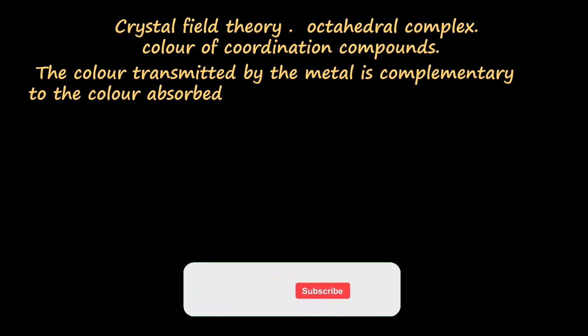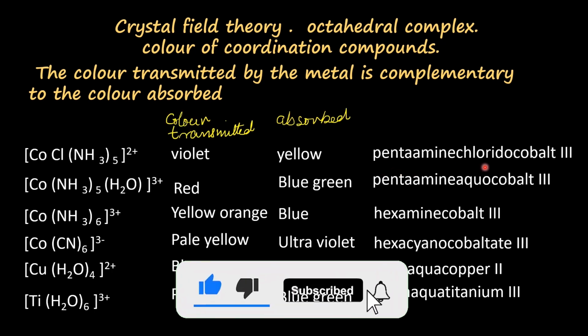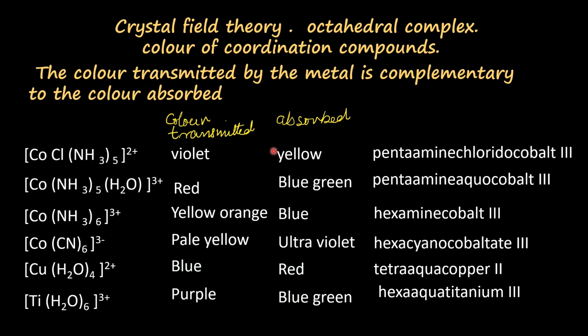Let us go back to the examples which we considered earlier. Pentaamminechloridocobalt(III) absorbs yellow and appears violet in color. Pentaammineaquacobalt(III) absorbs blue-green color and appears red. Hexaamminecobalt(III) ion absorbs blue and appears yellow-orange. You can understand the rest from the table that is given.